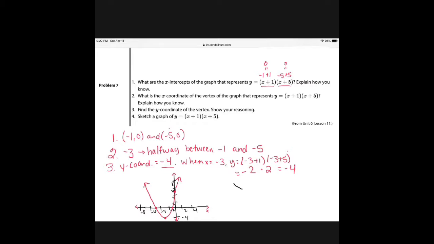And the y-coordinate would be -4, because when x equals -3, y equals -3 plus 1 times -3 plus 5, which gives you -2 times 2, which is -4. And then sketch a graph of y equals x plus 1 times x plus 5. And I graphed that right down here, which is just a very rough draft of a graph.